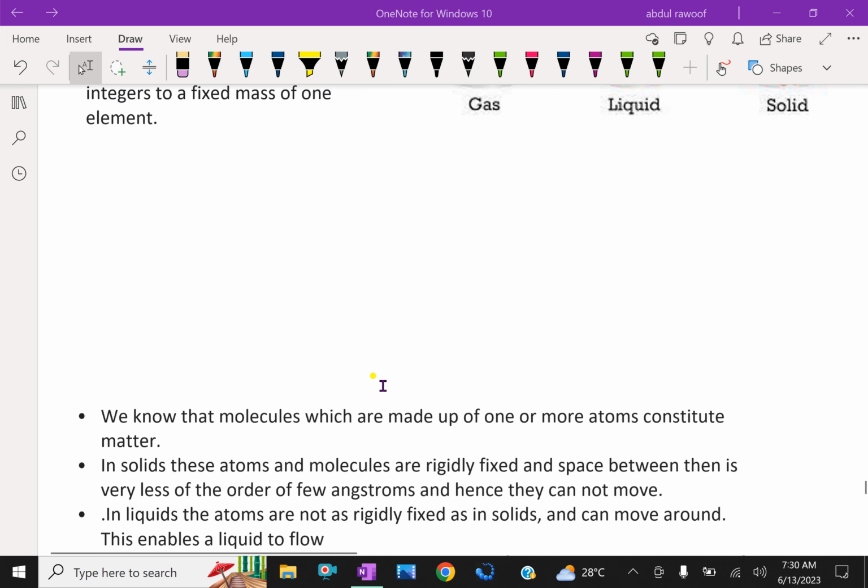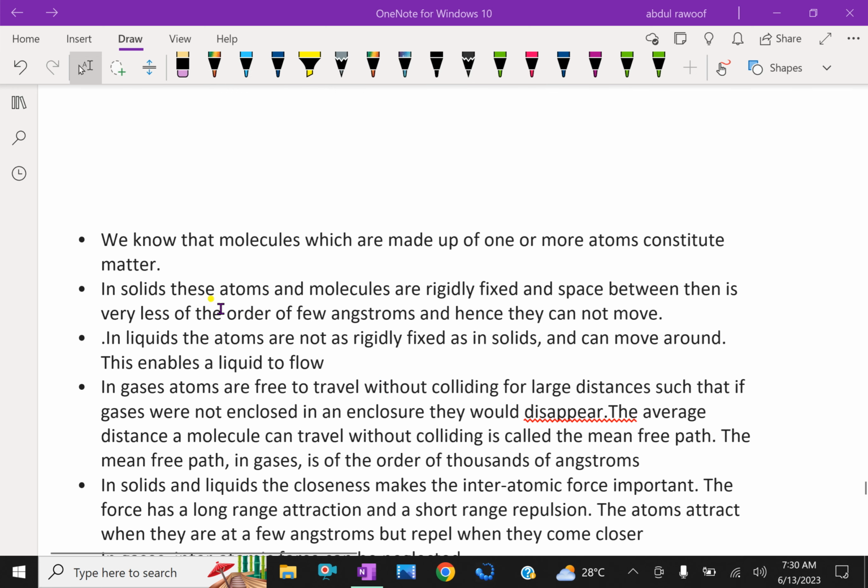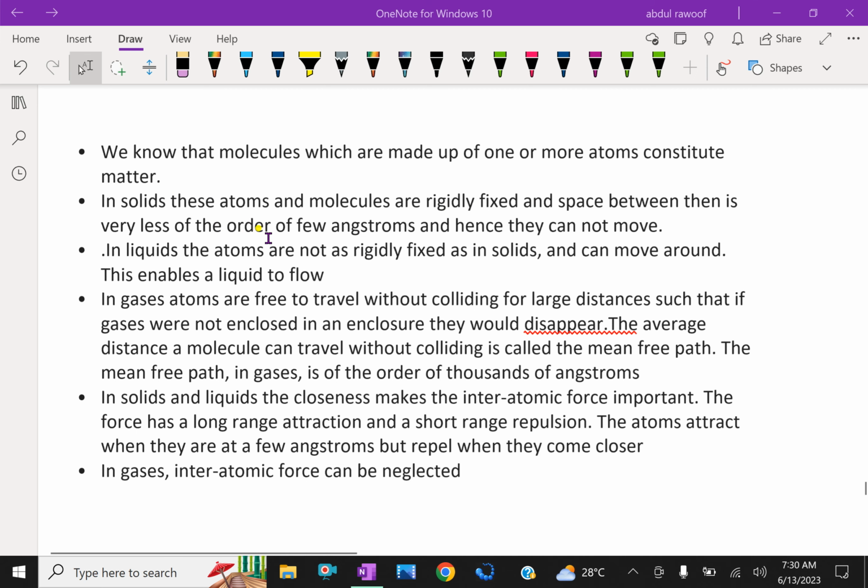Now, we'll discuss further the molecular nature of gases. We know that molecules, which are made up of one or more atoms, constitute matter. In solids, these atoms and molecules are rigidly fixed and the space between them is very small, of the order of a few angstrom, and hence they cannot move. In liquids, the atoms are not rigidly fixed as in solids and can move around. This enables a liquid to flow.